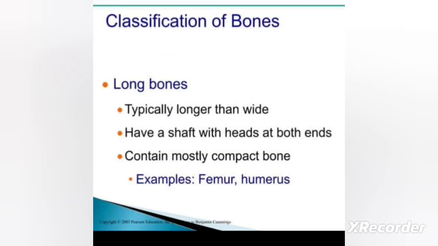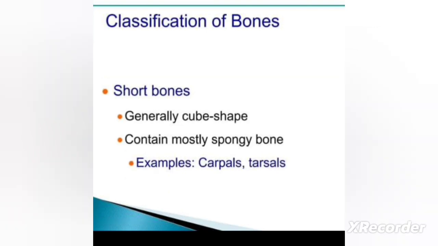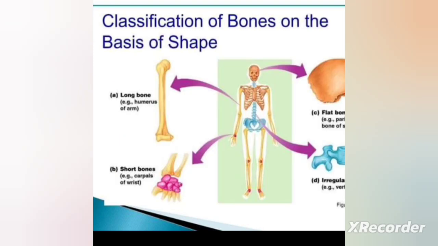Long bone. Typically, long bones are longer than wide, have a shaft with heads at both ends, and contain mostly compact bone. Examples are the femur and humerus. Next is short bones. Generally, short bones are cube-shaped and contain mostly spongy bone. Examples are carpals or tarsals. Next is classification of bones on the basis of shape.